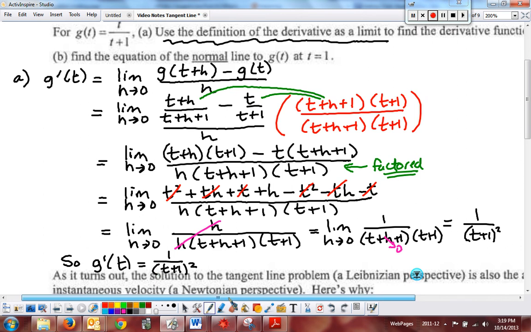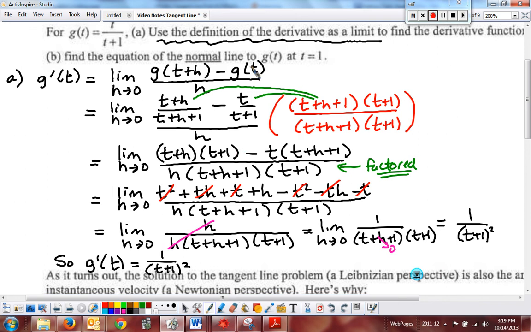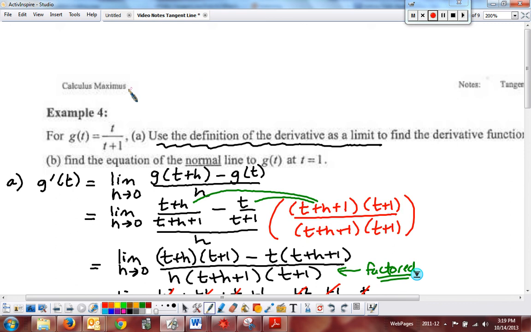All right, now the second part of this problem says that once I have the derivative function, I want to find the equation of the normal line. Now let's come up here and define what a normal line is. If I have any generic function at all, and I'm looking at the tangent line slope, suppose we look at the tangent line right here. The normal line is simply going to be defined as a line that is perpendicular to the tangent line.